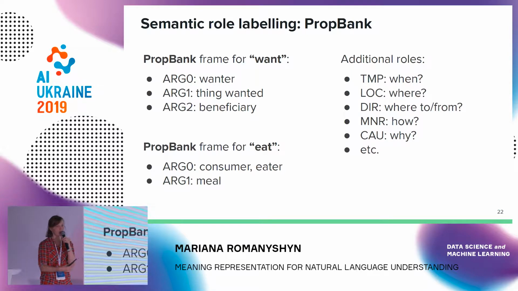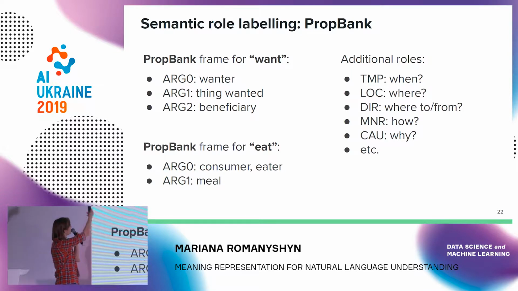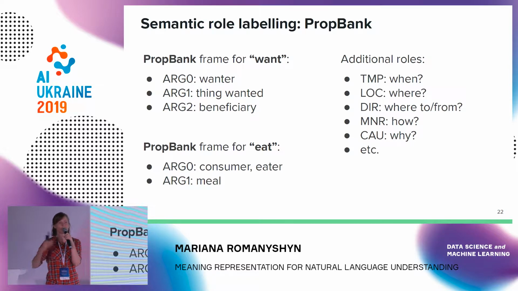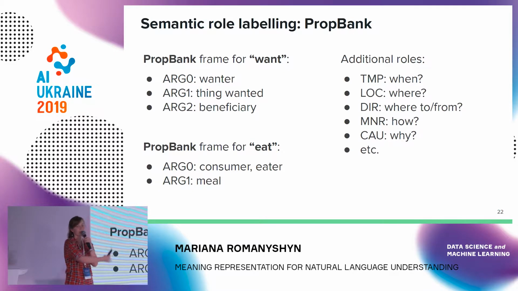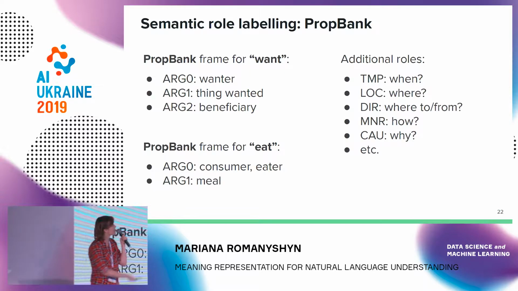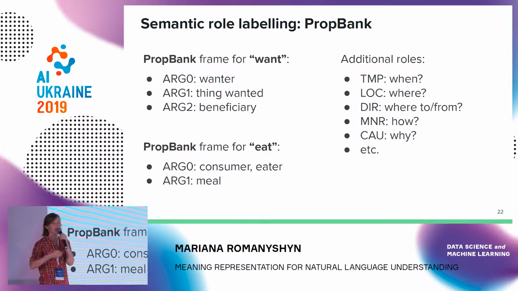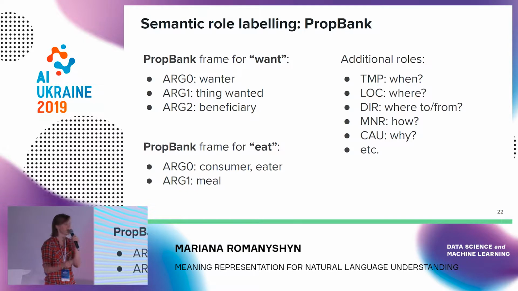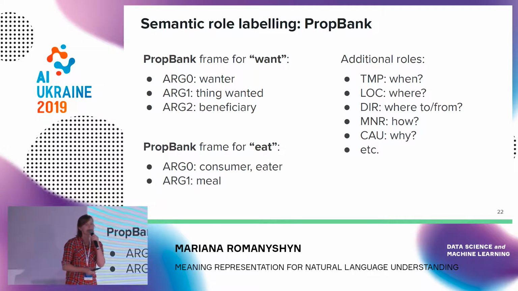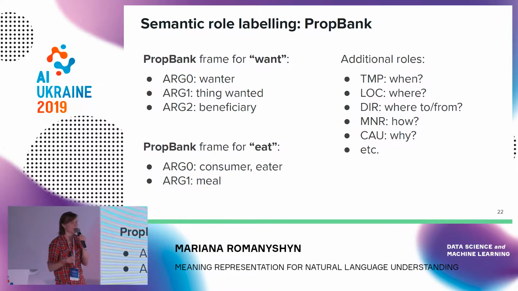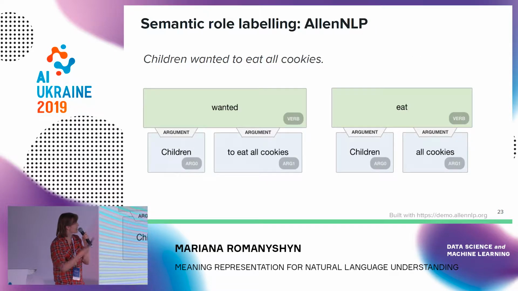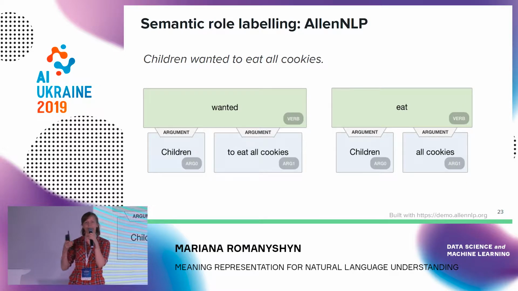One of the ontologies that contains this information is called PropBank. So PropBank contains more than 7,000 frames for the English language, and each frame describes a concept with semantic roles that this specific concept, this specific action can have. And there are also additional roles like time or location or manner of the action or cause of the action, and so on and so forth, that are verb independent, that can occur with any kind of action.